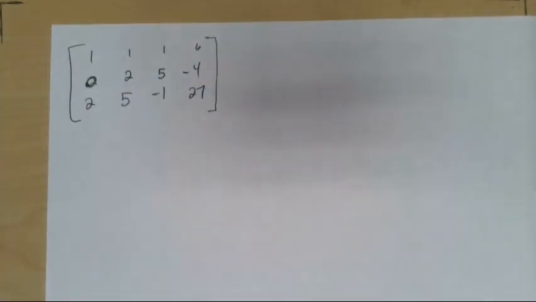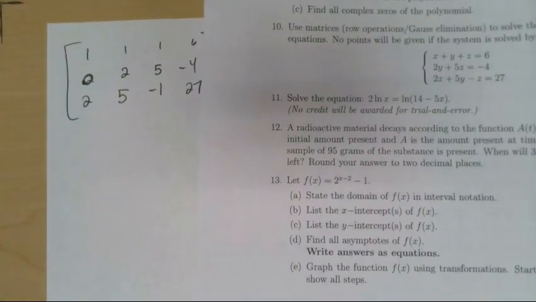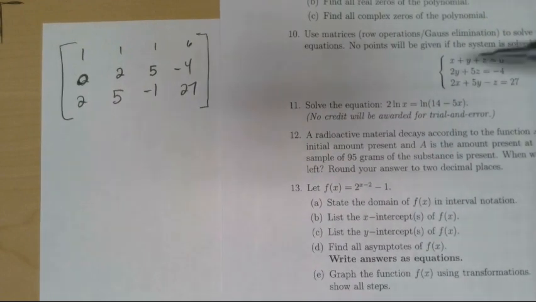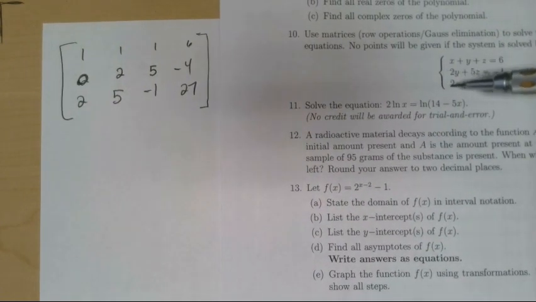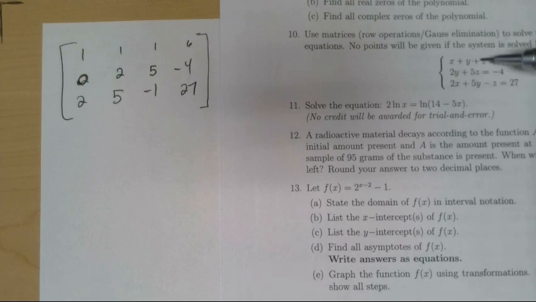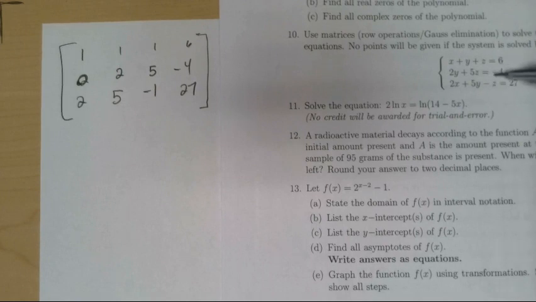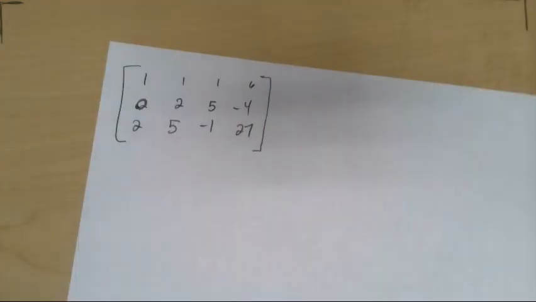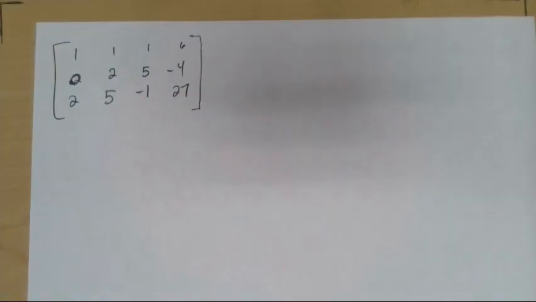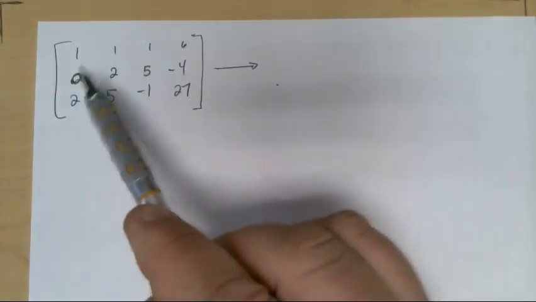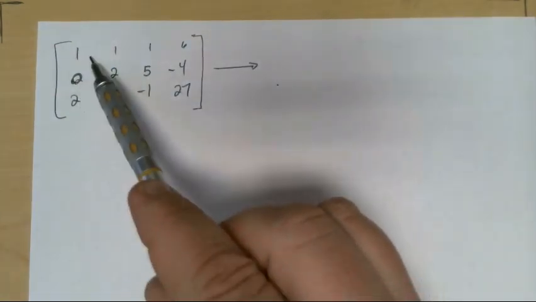Okay, so let me look at this. I'm just going to double check it. 1, 0, 2, check. 1, 2, 5, check. 1, 5, negative 1, check. 6, negative 4, 27. Okay, that works. Okay, row operations are all about making zeros. The ones, yeah, I'll make those, but the zeros are more important. I'm looking at that, and I've already got a 0 there, so I want to get a 0 here or here. There's going to be easier.